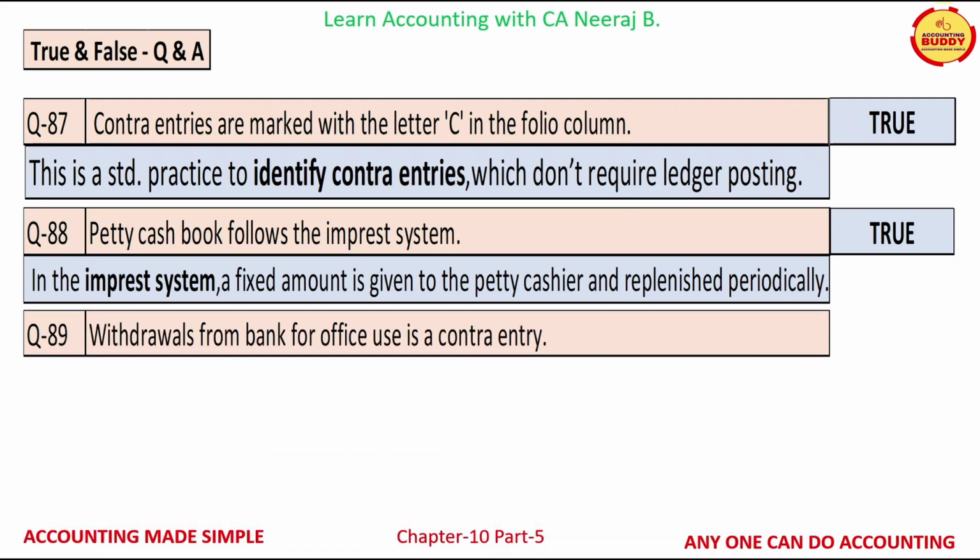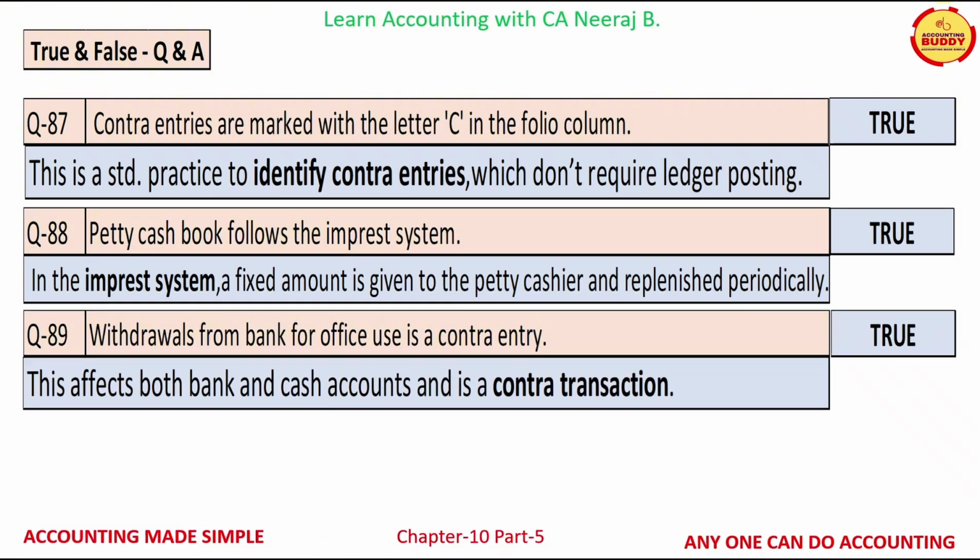Question number 89 is withdrawals from the bank for office use is a contra entry. This is again a true statement. This affects both cash and bank accounts. Therefore, it is a contra transaction.